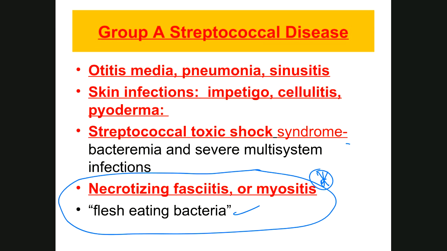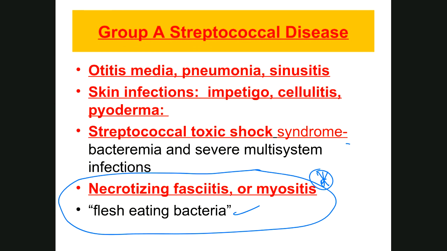Necrotizing fasciitis is not common, but it is so dramatic that it makes the news when somebody dies of it. This is what we call the flesh-eating bacteria that literally just destroys tissue within a matter of hours. And the only prevention, or the only way to fight it, is to cut limbs and to remove tissue by surgery.